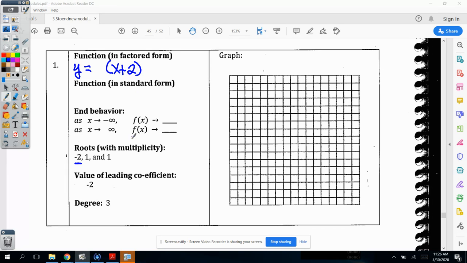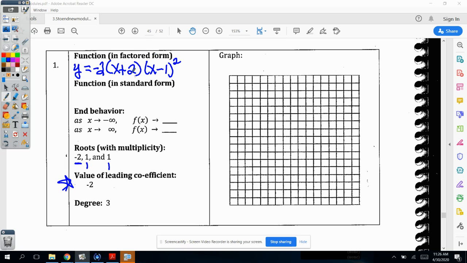I did leave myself some space because I did read ahead and I saw that the value of the leading coefficient is -2. So there's a -2 in front. Looks like a sloppy A, but that's fine. And then we have 1 as a double root, which means x minus 1 quantity squared is the factored form. That is enough for you to graph it if you wanted to.